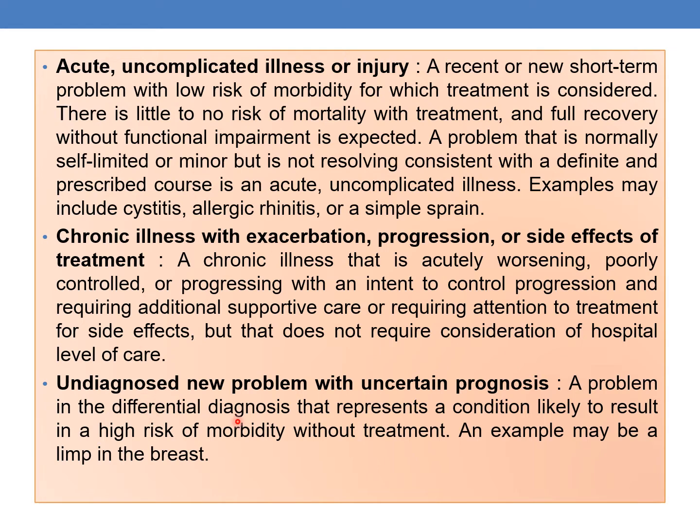The next definition is undiagnosed new problem with uncertain prognosis. A problem in a differential diagnosis that represents a condition likely to result in a high risk of morbidity without treatment. For example, a lump in the breast. It is a new problem and it does not have a certain prognosis. A lump may be benign or malignant in that way.